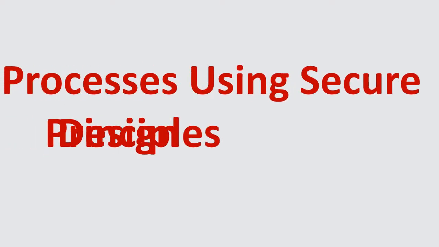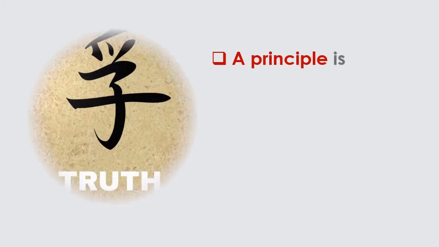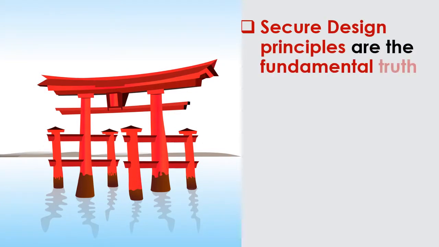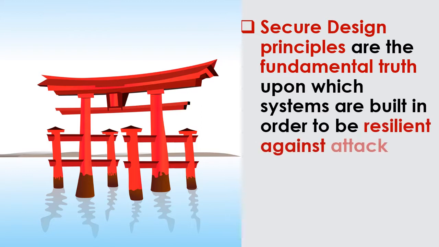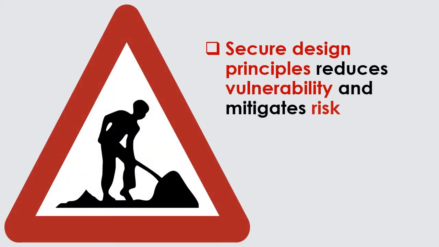Processes using secure design principles. A principle is defined as a general or fundamental truth. Secure design principles are the fundamental truth upon which systems are built in order to be resilient against attack. Secure design principles reduce vulnerability and mitigate risk.